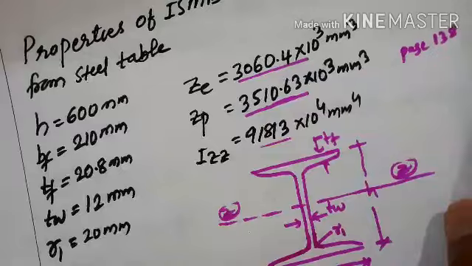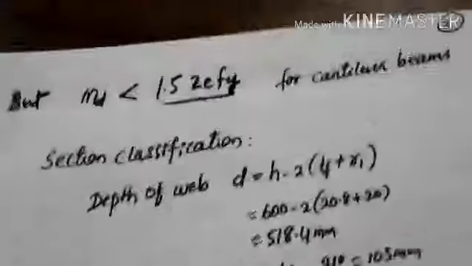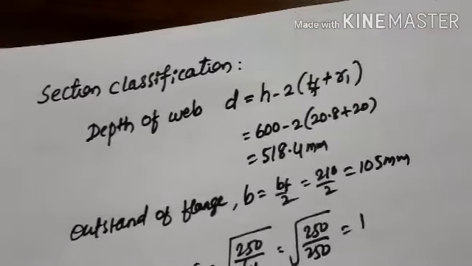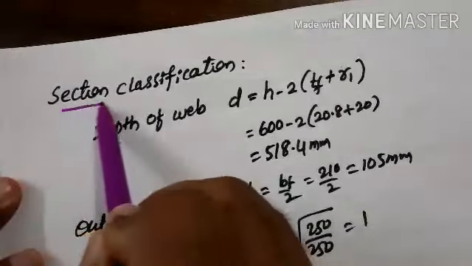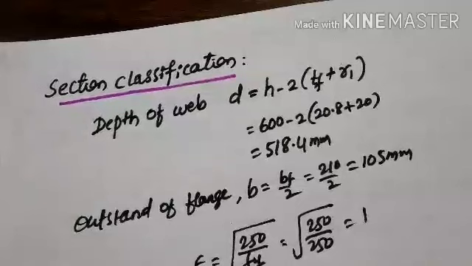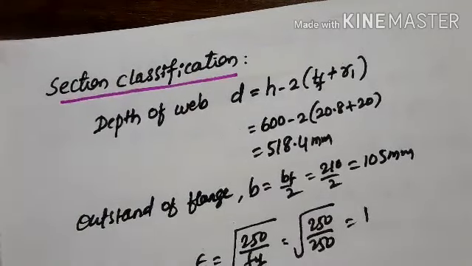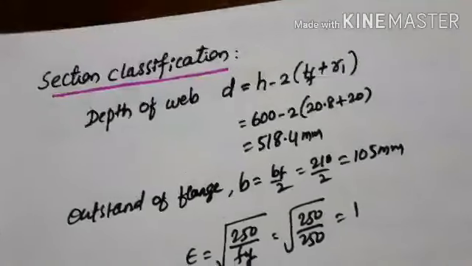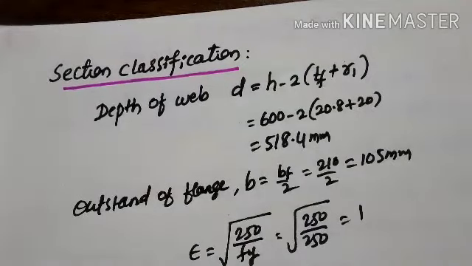Once you have noted all the properties, the next step is, as usual, to do the section classification based on the ratios of the different elements. As you know, section classification tells whether the section lies in plastic, compact, semi-compact or slender.